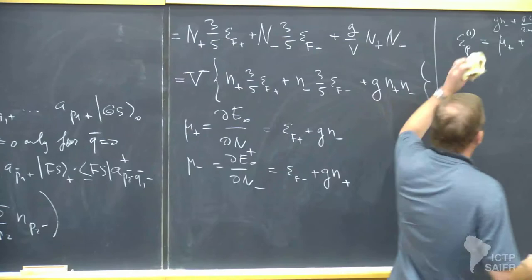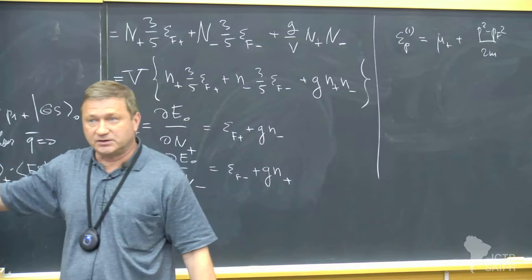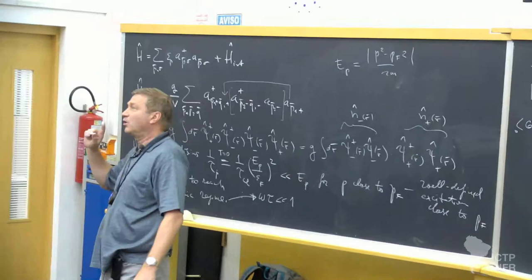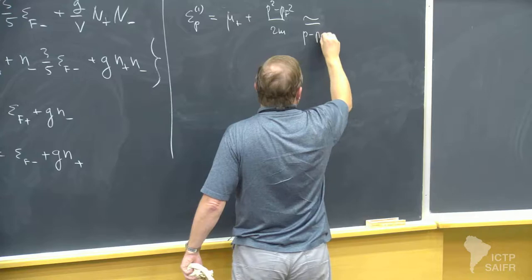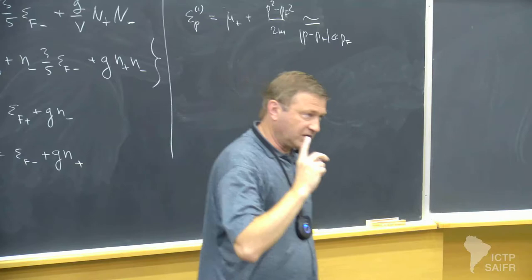Let's just rewrite it. Why do I rewrite it? Because, as we discussed, we will be interested in the behavior, what happens with the excitations of particles and holes near the Fermi surface. Therefore, I write it in this form, because I want to write the formula for P minus PF much smaller than PF. So then my P is close to the Fermi surface.